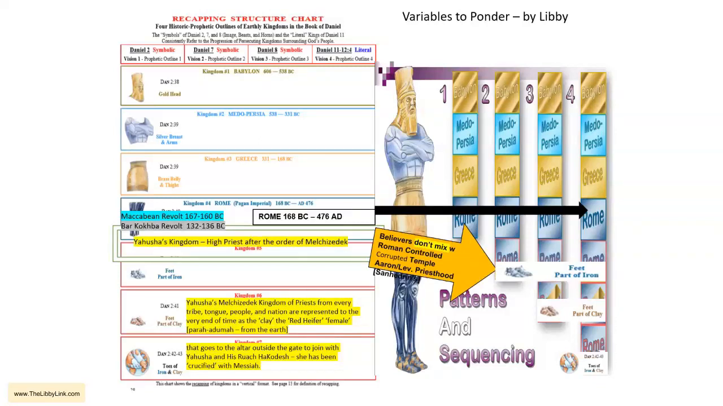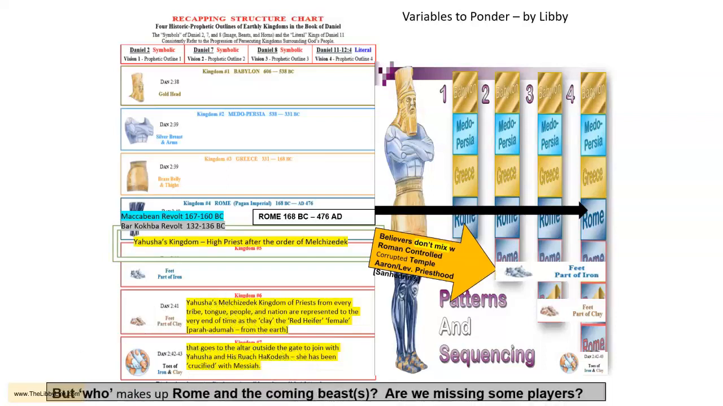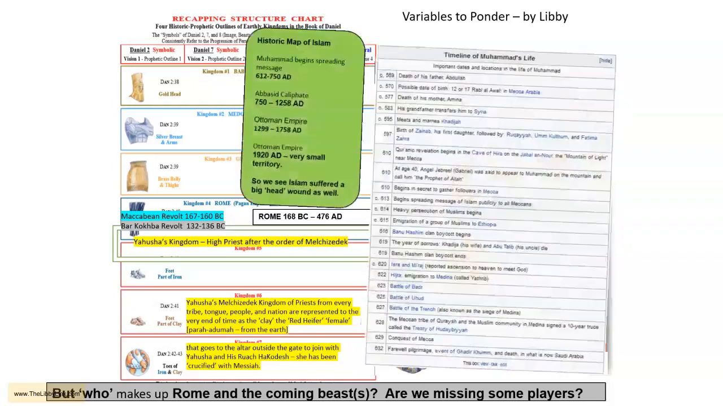So I just wanted to share that. But who makes up Rome and the coming beast? We're going to see a lot of mixing and coalescing. It's really very interesting, the many tentacles and how all this comes together in this conglomerate.